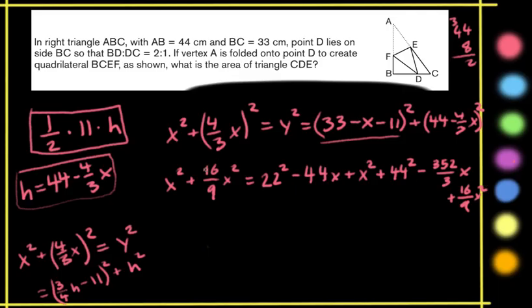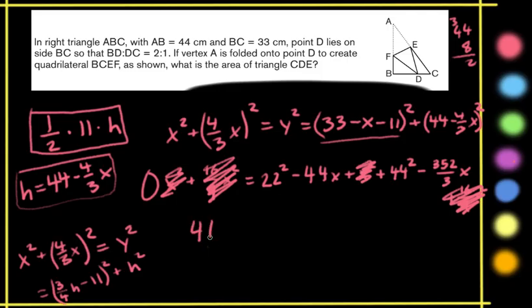Okay, I'm going to cancel out the 16/9 x squared here with the 16/9 x squared here by subtracting. I've also got an x squared on both sides that I can subtract. Now I just have 0 on this side, so maybe we're making some progress here. My equation is now linear, so that's good. I'm going to be able to solve for x. All right, so let's put everything with x on that other side. So I'm going to add 44x plus 352/3 of x.